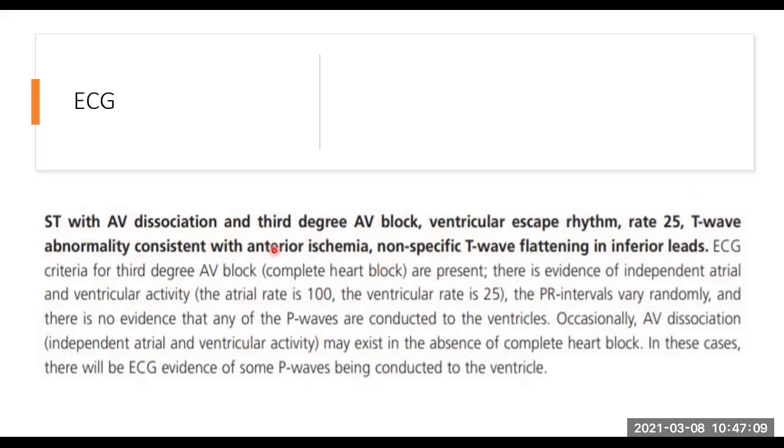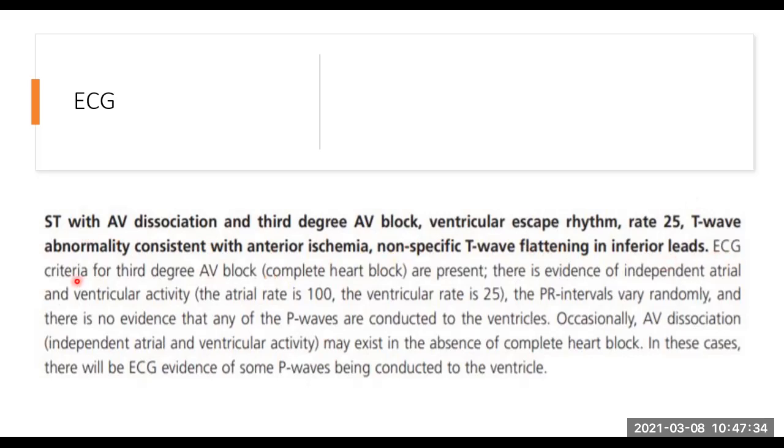T-wave abnormality is consistent with anterior ischemia, which is what we saw, and non-specific T-wave flattening in the inferior leads. They don't talk too much about the Q waves, but it is something that we should consider. So I'm going to go through this next part quickly. And if you're anything like me many years ago, you would lose interest after a minute. I don't blame you. So we're going to get into how you actually talk about the two.